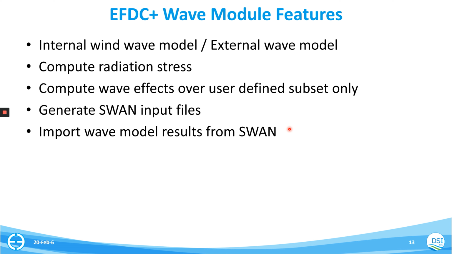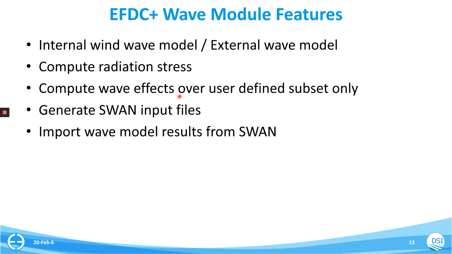So basically, the EFDC Plus wave module features include that one internal wind wave model and the external wave model, and users can select that if they want to calculate radiation stress or not. And then another feature is that wave computation, especially when you're using SWAN for wave calculation, can become very computationally expensive. So EFDC Plus also allows users to define a particular subset to compute the wave effects.